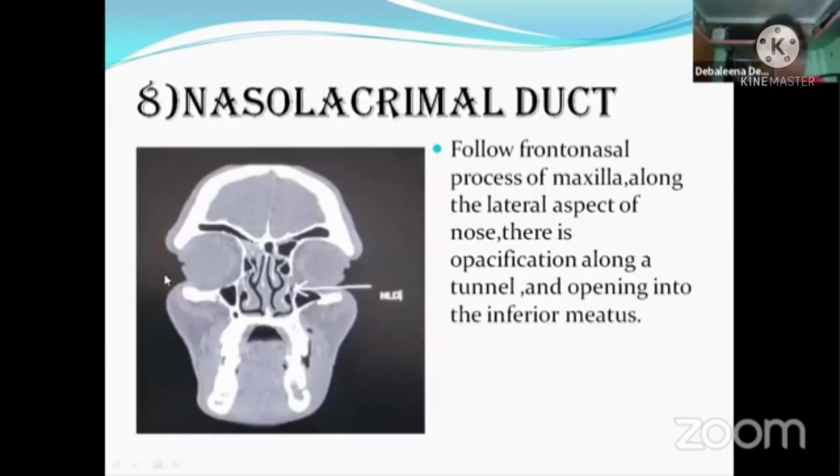So now the nasolacrimal duct. When we move through the dynamic CT scan, how do we identify the nasolacrimal duct? We need to trace the frontonasal process of the maxilla. So along the lateral wall of the nose, medial to the frontonasal process of the maxilla, when we find a tunnel-shaped structure opening into the inferior meatus 1 centimeter behind the anterior end of the inferior turbinate, then we know that this is the nasolacrimal duct in the coronal section.